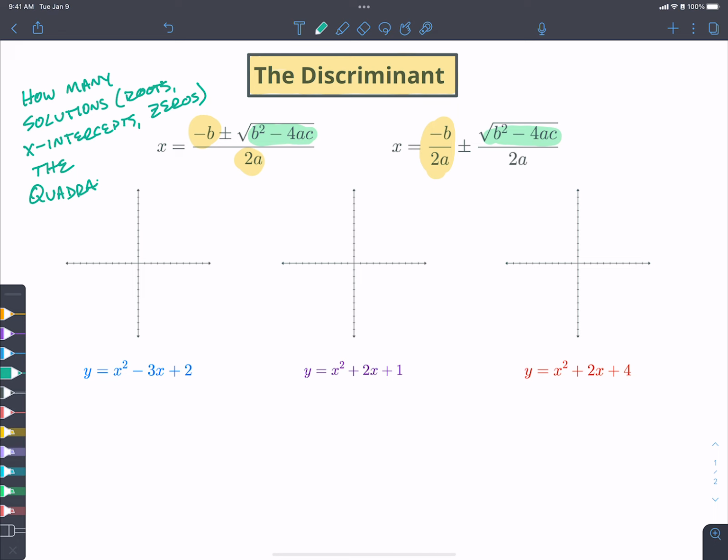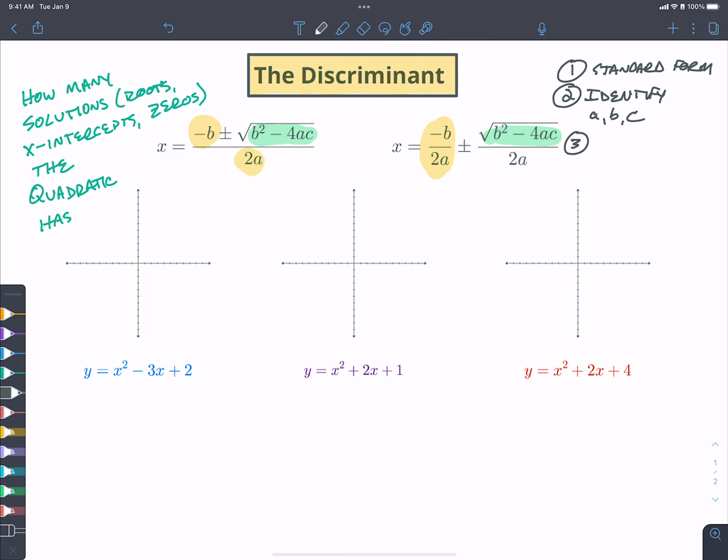So let's take a look at a couple examples. First thing, just like always, whenever we use the quadratic formula, we have to have our equation in standard form. It looks like here we have 3 different equations already in standard form for us, so that's nice. And then 2, we identify the A, B, and C.